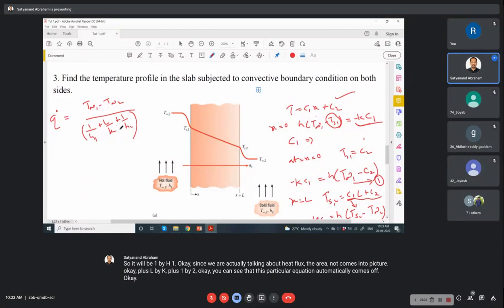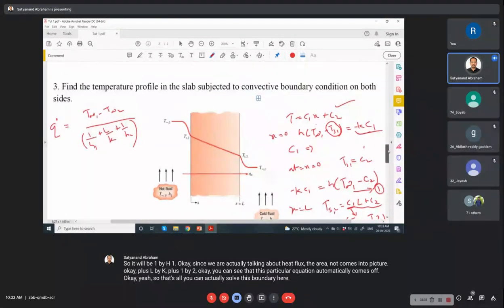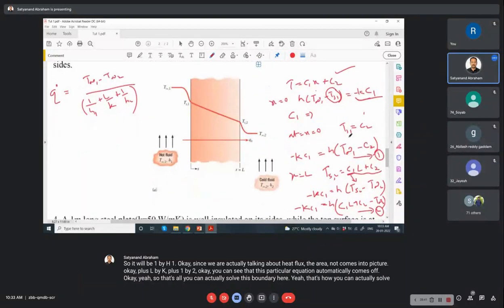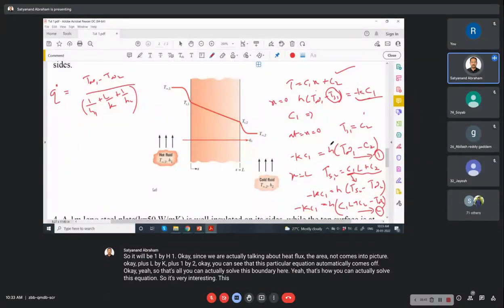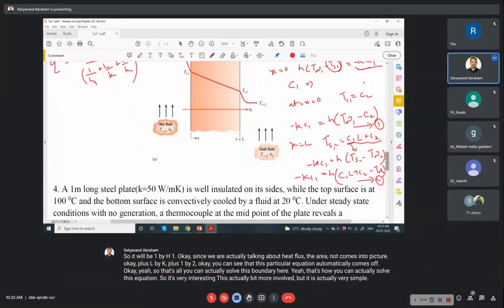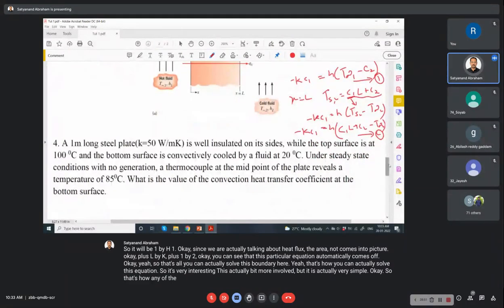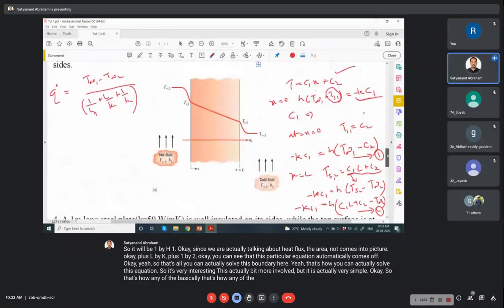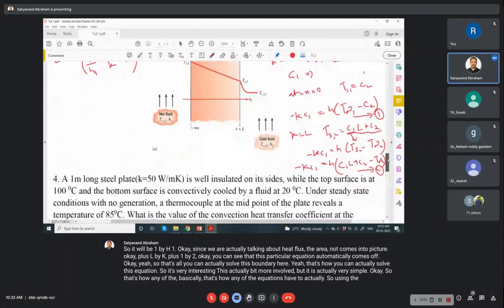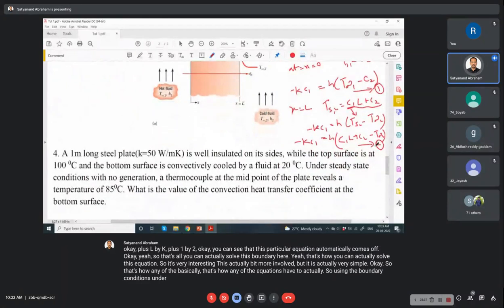Okay, so that's how you can actually solve this boundary equation. It is a bit more involved, but it is actually very simple. That's how any of the equations have to be solved using the boundary conditions. It's very tricky from question to question, so it might be a bit tricky, but you can do this.